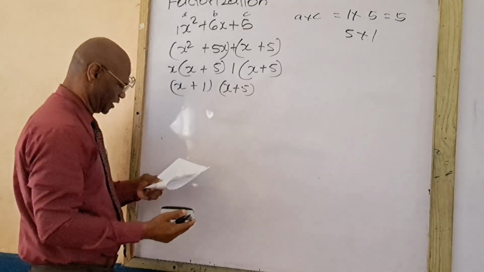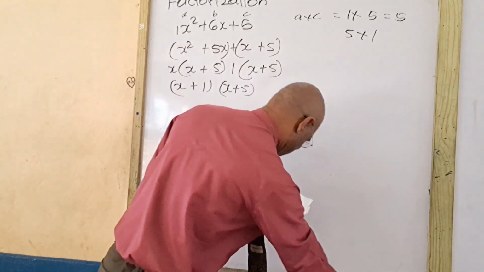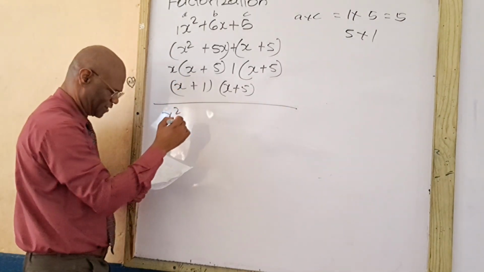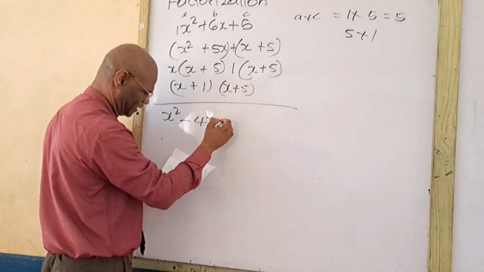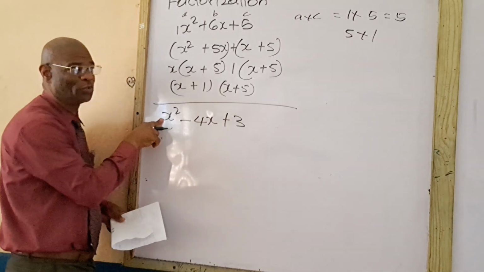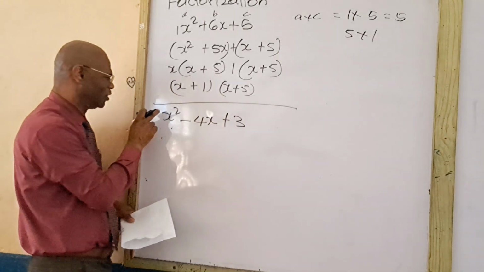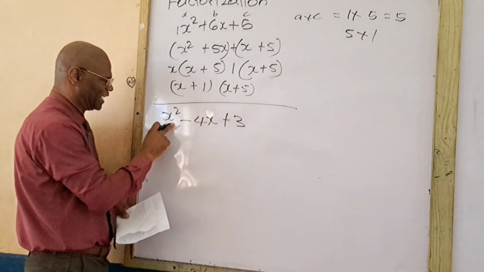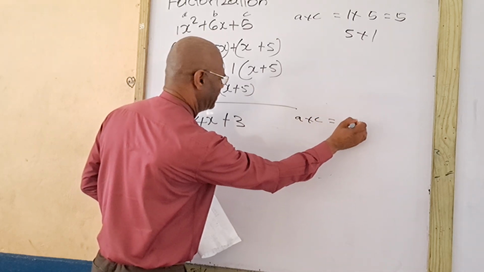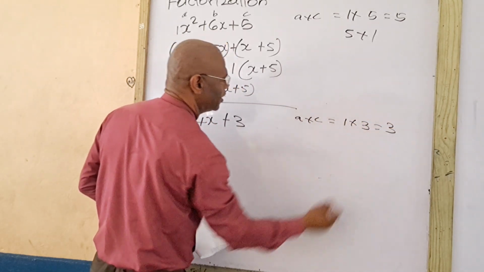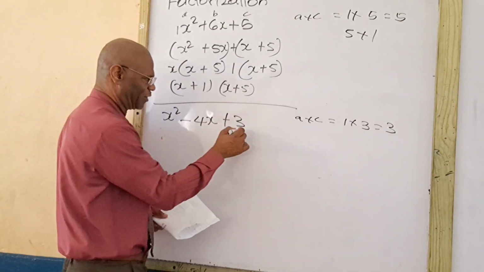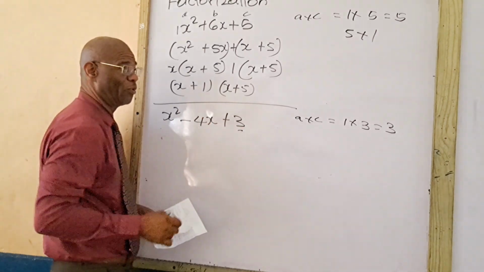Okay, good. Let's do another one. We have x squared minus 4x plus 3. Now the coefficient of x squared is 1, or a is equal to 1. So a times c is equal to 1 times 3, which is equal to 3. So we need to find two numbers that when we multiply them, we get 3, and when we add them, we get negative 4.